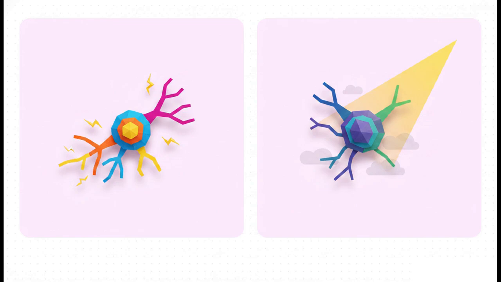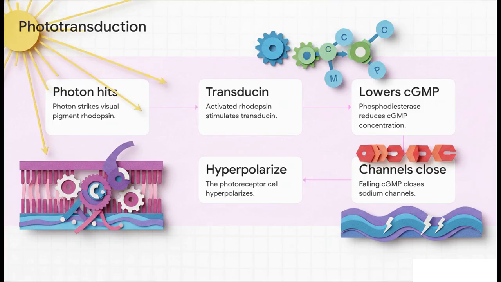In total darkness, they sit at roughly negative 40 millivolts. But when a photon of light strikes them, they actually hyperpolarize, dropping all the way down to about negative 70 millivolts. So weirdly enough, they essentially turn off in the presence of light. Now, this sudden drop in voltage doesn't just happen by magic. It's the result of a highly precise biochemical domino effect that we call the phototransduction cascade.